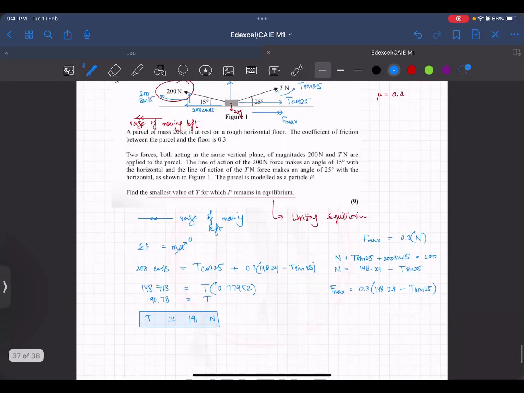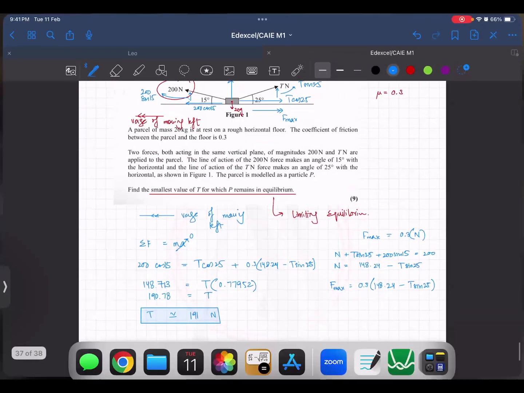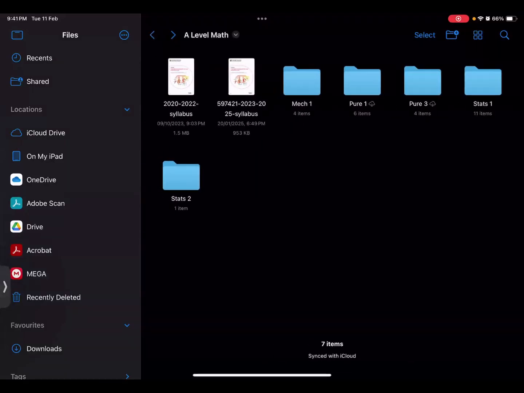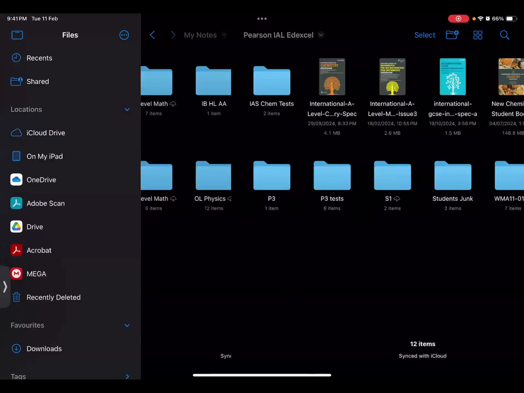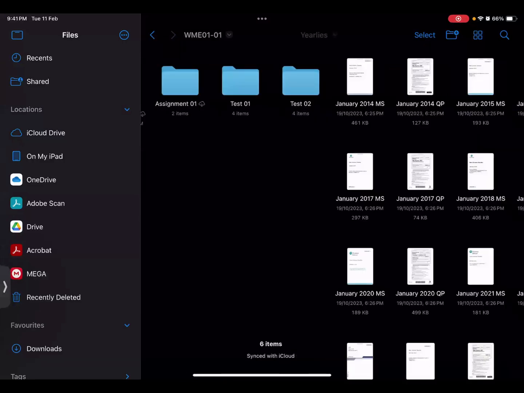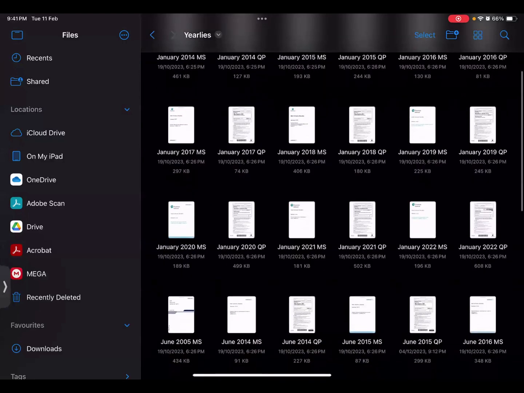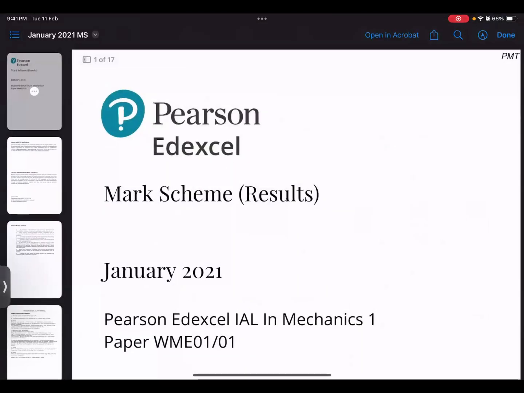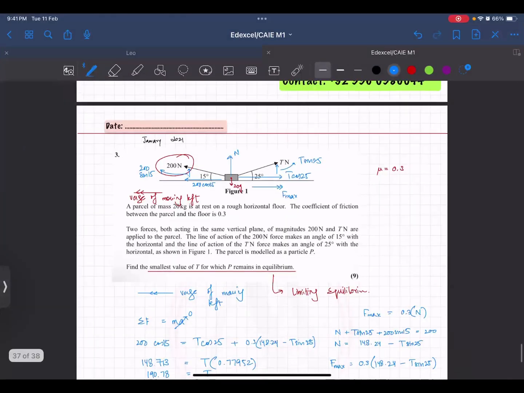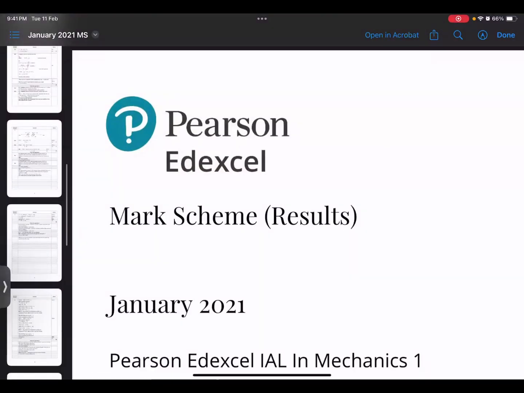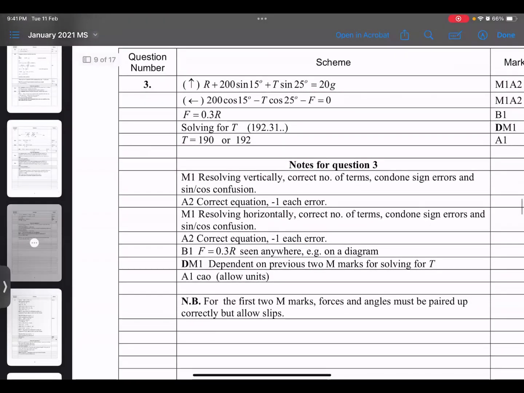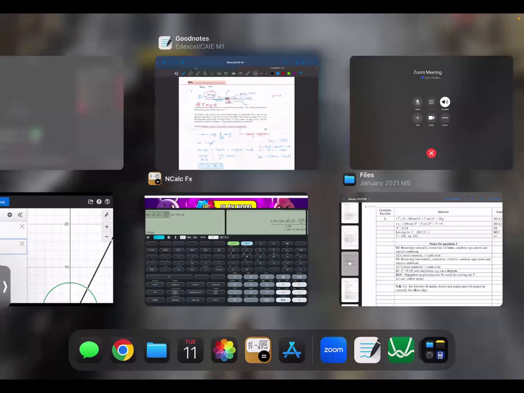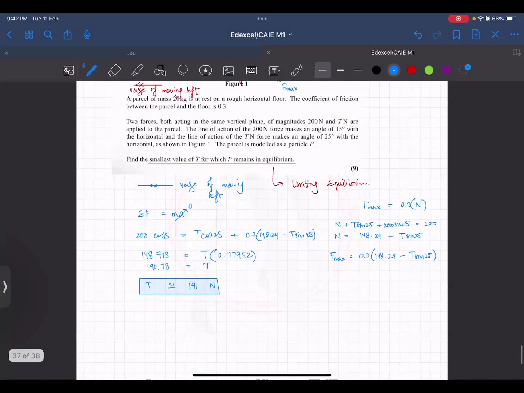Let's confirm if our answer is correct. This is January 2021 MS. Which question was it? Question number 3. Bismillah. 191, 190 or 192? What did we get? 191.